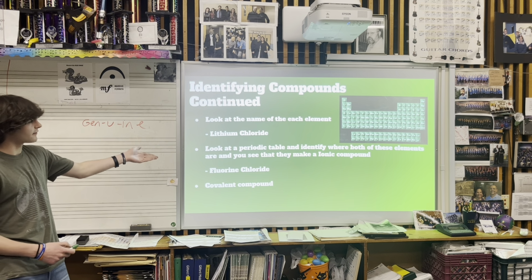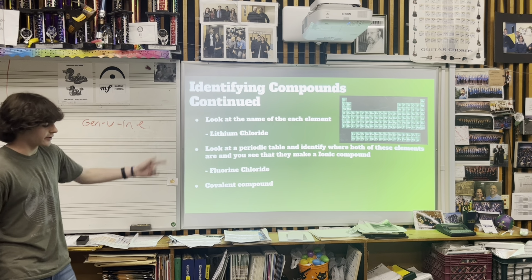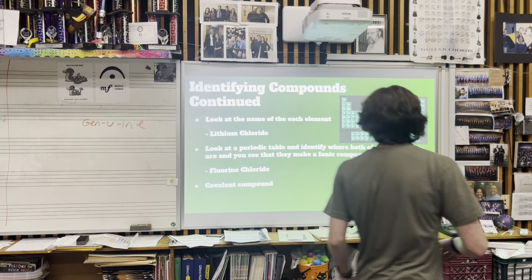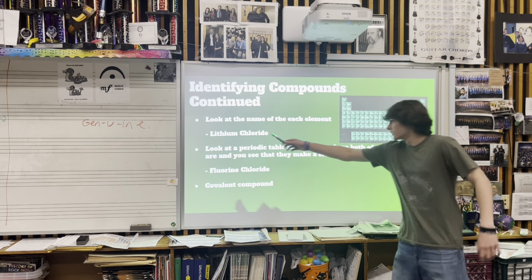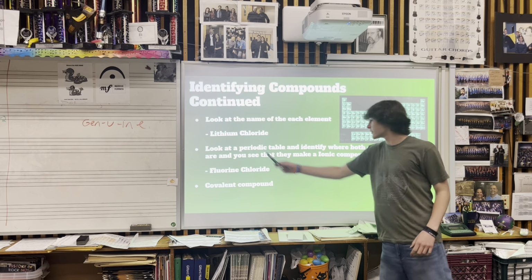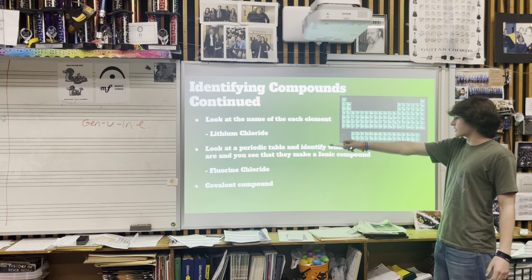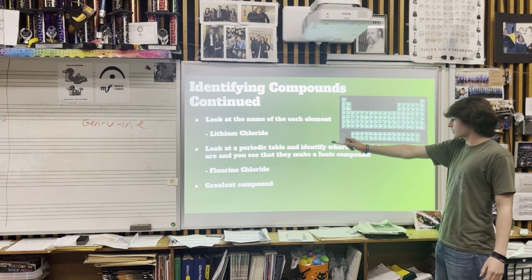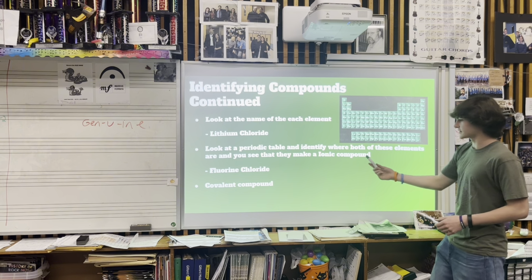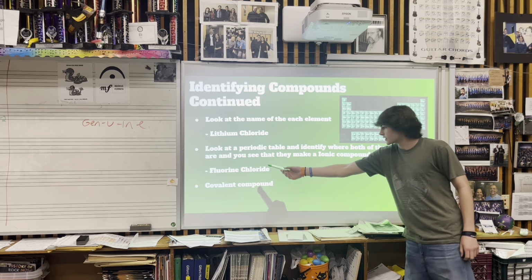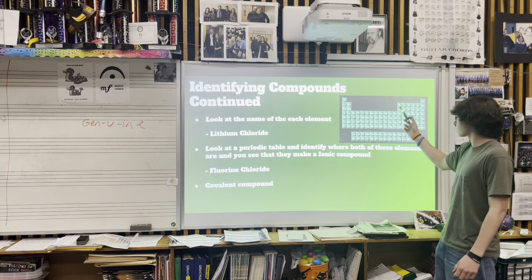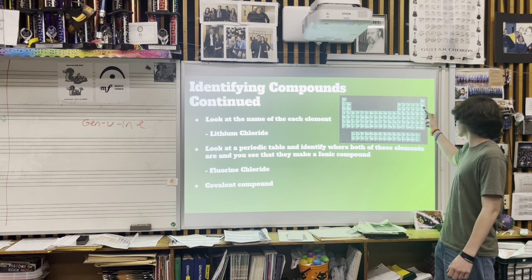So in order to identify whether it's covalent or ionic, you're going to look at the name of each element. So you see lithium and chloride. So you locate where lithium is. You see that it's in the metal section here. So that's a metal. And then chloride, it's over here in the nonmetals. So that means it's going to be an ionic compound. Here's another example. Here's fluorine and chlorine fluoride. So you're going to look for fluorine. You're going to see that it's a nonmetal. Then you're going to look for chloride and see it's also a nonmetal, and you're going to see that it's covalent.